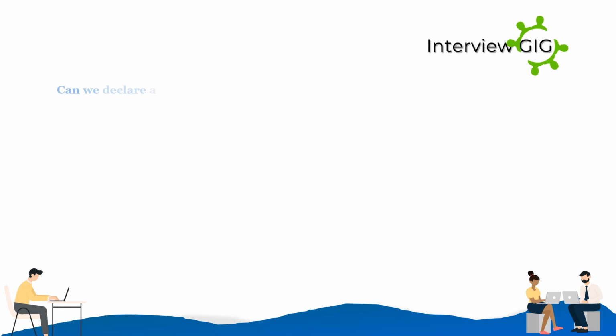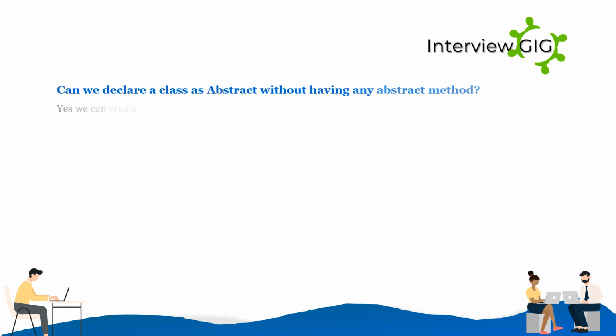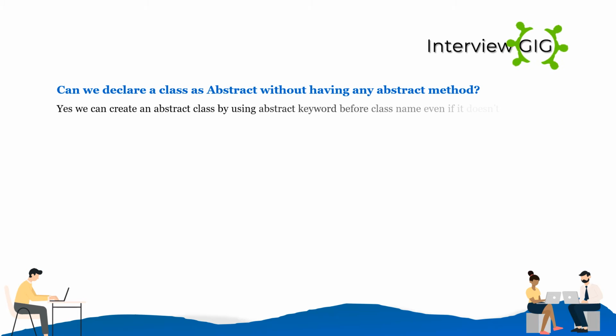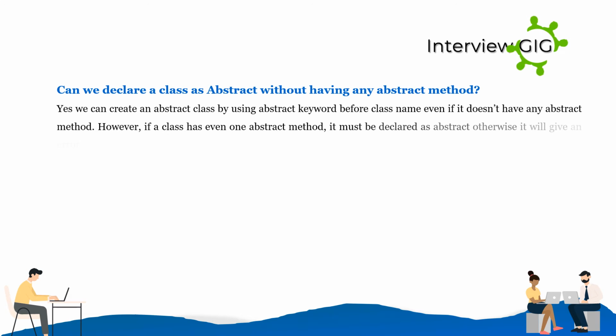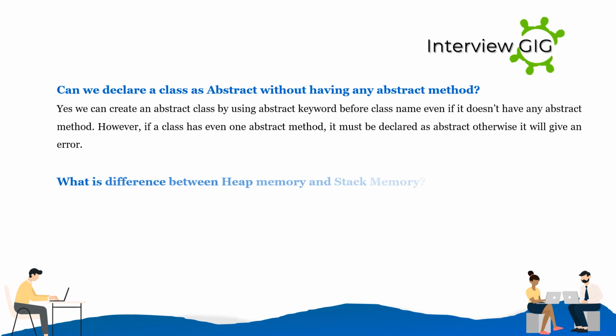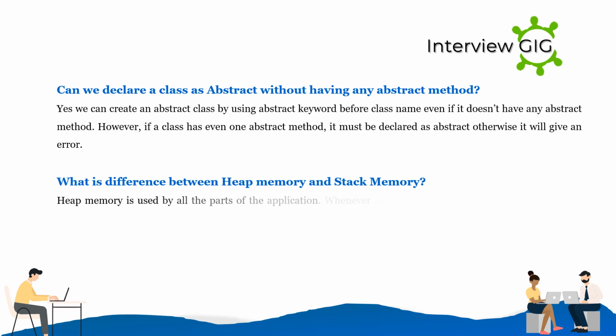Can we declare a class as abstract without having any abstract method? Yes, we can create an abstract class by using the abstract keyword before the class name even if it doesn't have any abstract method. However, if a class has even one abstract method, it must be declared as abstract, otherwise it will give an error. What is the difference between heap memory and stack memory?